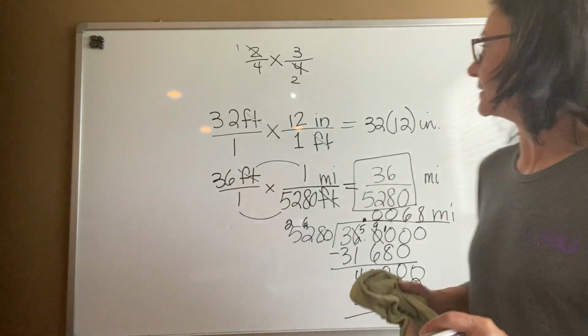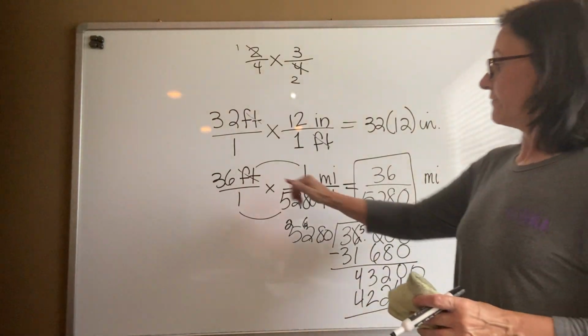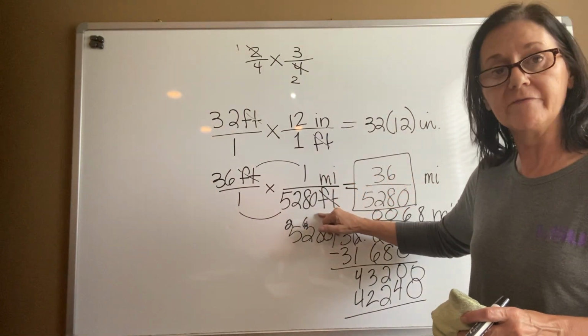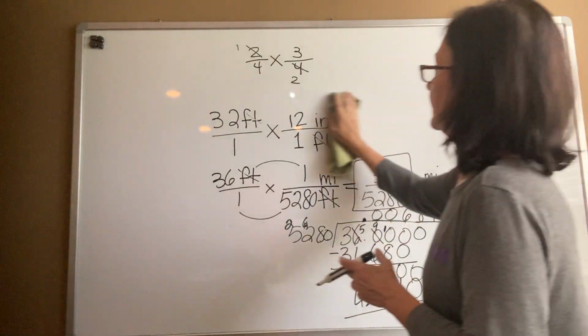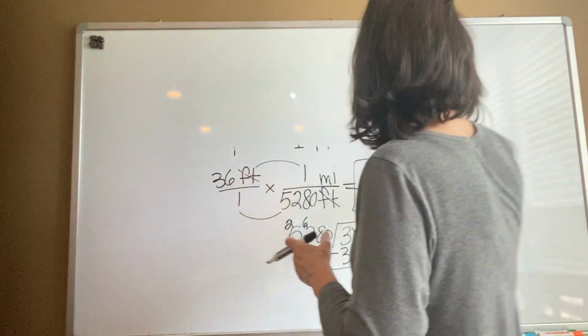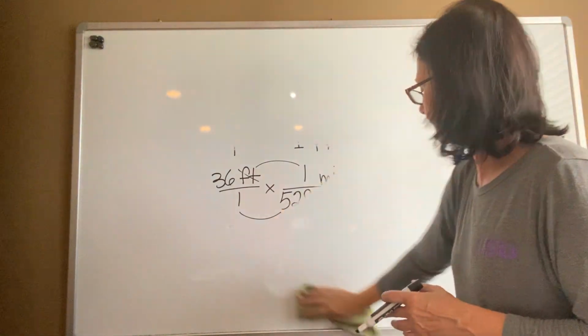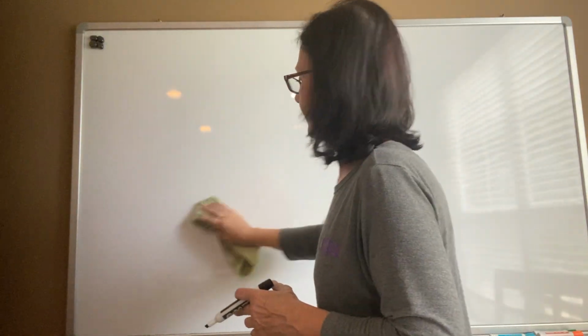Now let's look at 4.7. So to get from feet to miles, we multiply by 1 mile over 5,280 feet. Now let's look at the next example.